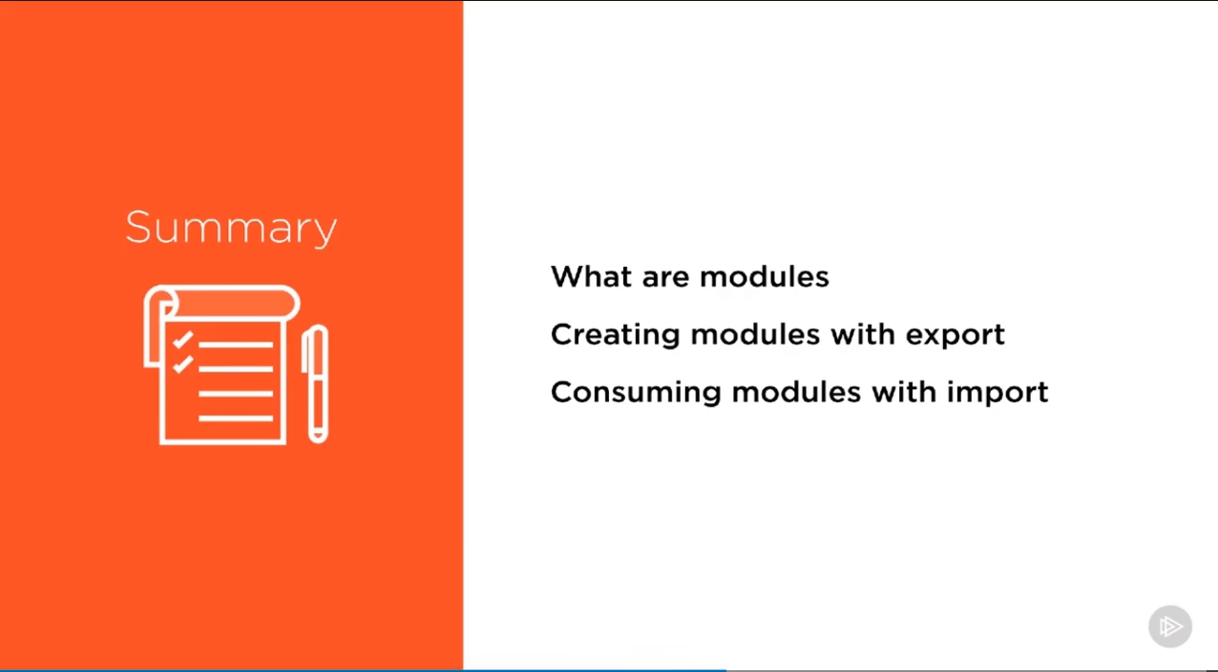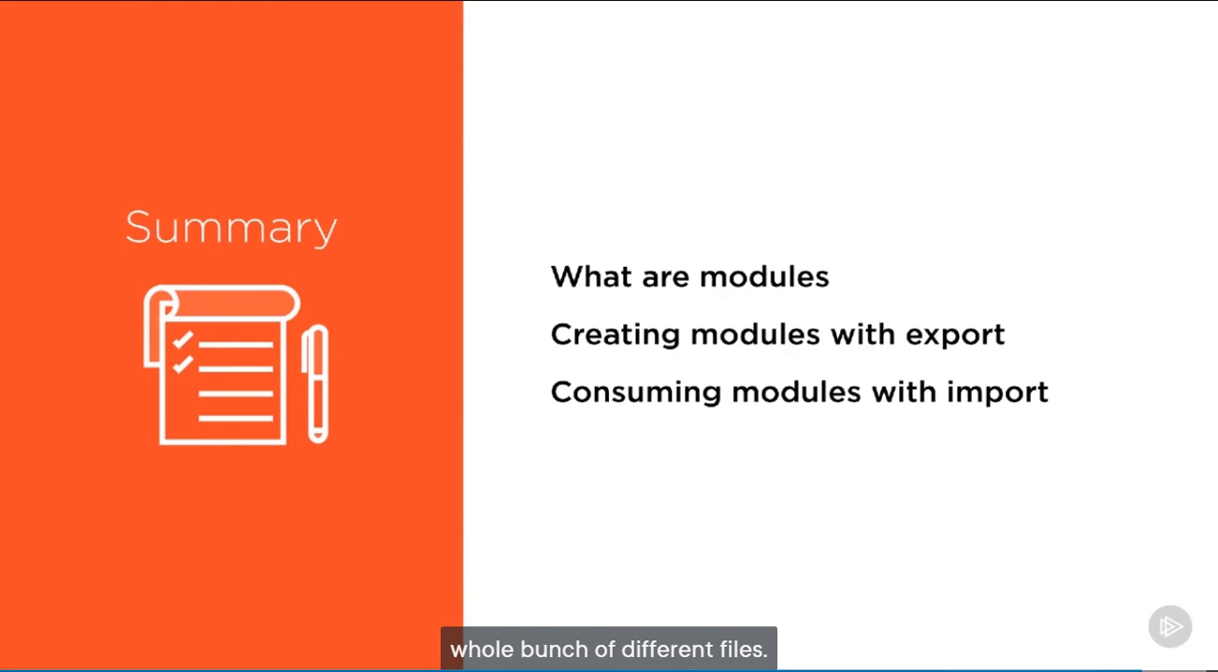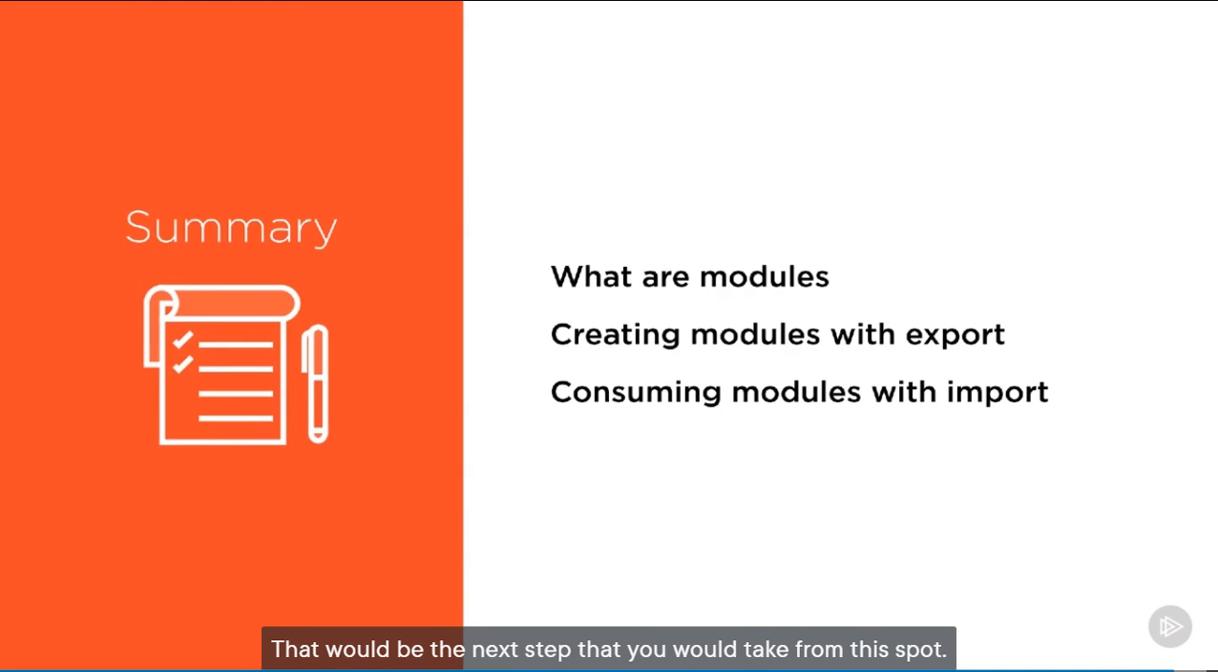It's import the default thing or import and a list of names to import all the pieces out of that module. And with this, basically you have all the information you need to go and start chunking your code up and getting to having small reusable pieces of code bundled together as a module and just exposing the pieces. Now from here, you may want to go and look at something like Webpack, which is going to bundle those modules together and make them a little bit easier to consume holistically instead of having a whole bunch of different files. That would be the next step that you would take from this spot.